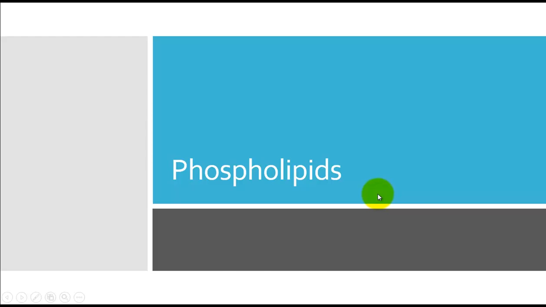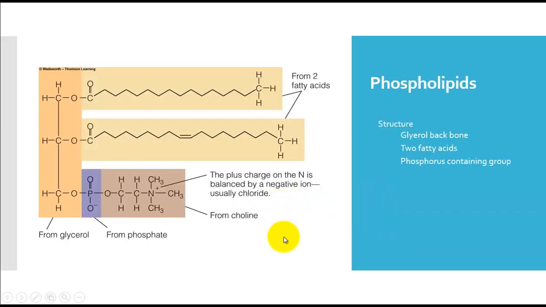The second class of lipids is the phospholipids. The structure is much like triglycerides. It also has a glycerol backbone and fatty acids attached. However, in a phospholipid, there are only two fatty acids. The third compound is a phosphorus-containing group. The unique feature of phospholipids is that it has fat-soluble properties with the fatty acid chains and water-soluble properties of the phosphate group.